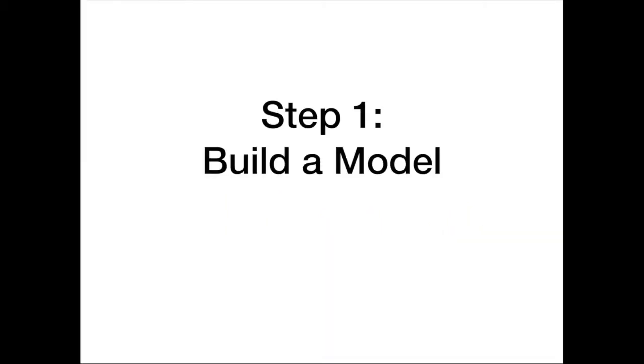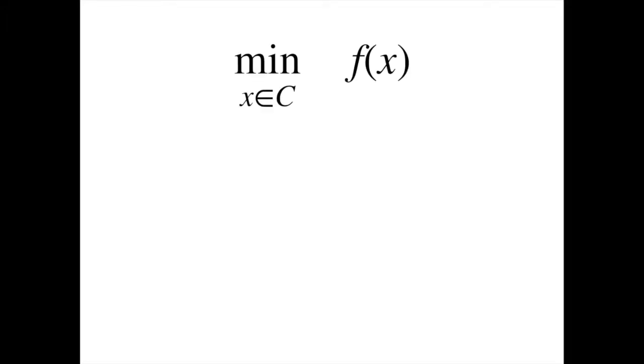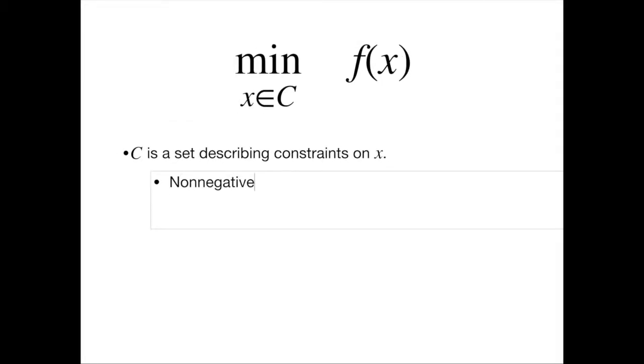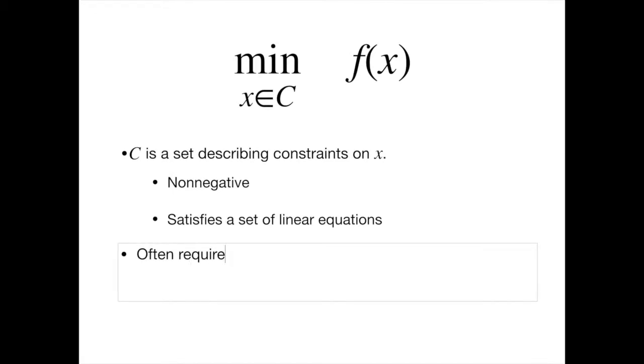The first step in any applied math problem is to build a model. We're going to try to transform this problem into the problem of minimizing f over some constraint set C. Some common constraint sets include the set of vectors with non-negative elements, or vectors that satisfy a certain set of linear equations. In order to guarantee global convergence of our algorithms, we often require f and C to be convex. To find an appropriate f and C, we need to take a closer look at our signal.